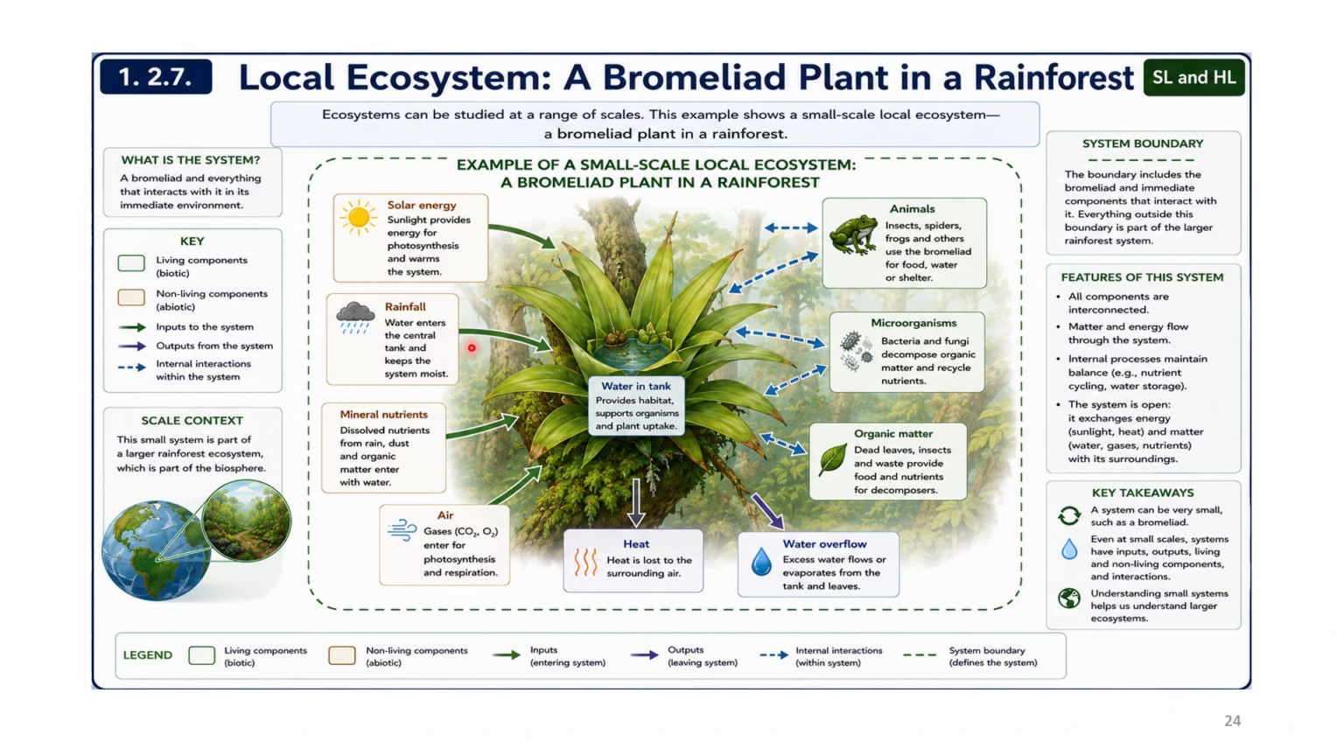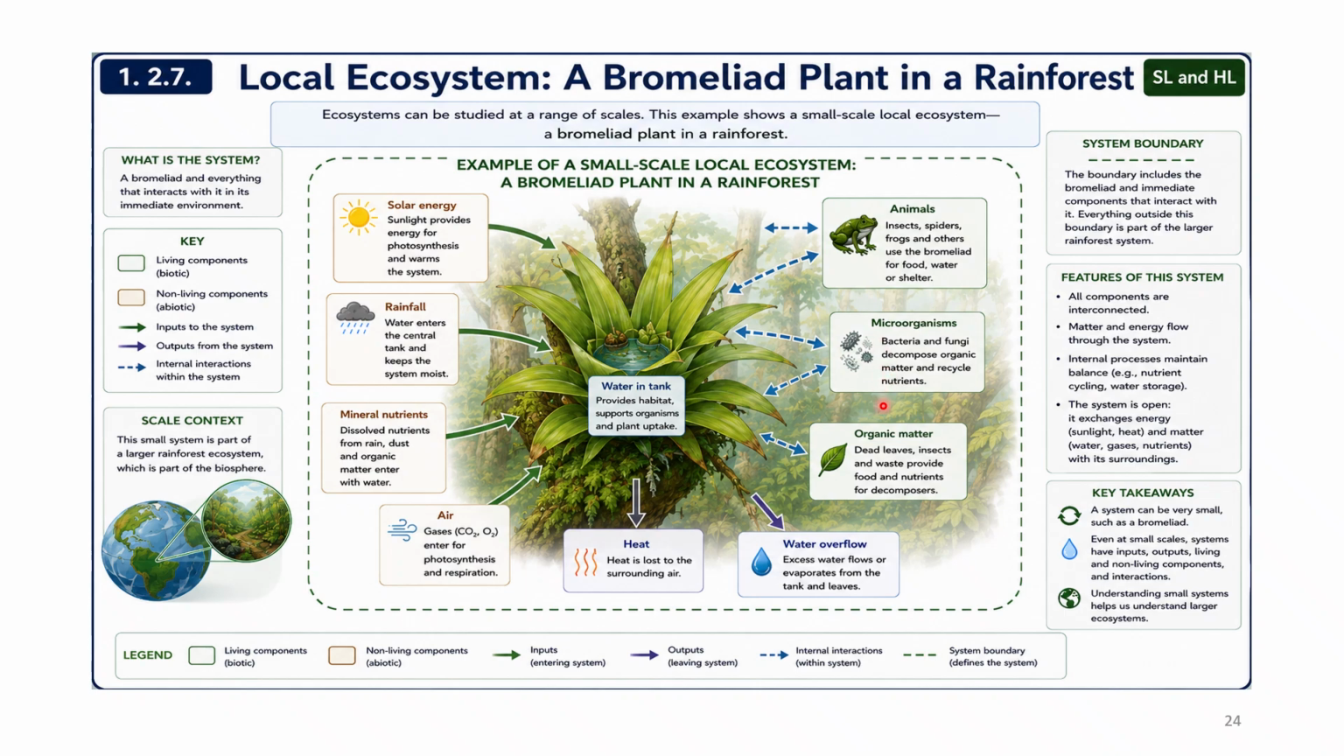The bromeliad functions as a producer, using solar energy, carbon dioxide, water, and mineral nutrients for photosynthesis. Rainfall collects in the plant's central water tank, creating a small aquatic habitat. This stored water supports insects, spiders, frogs, and other animals that use the bromeliad for food, shelter, and breeding. Microorganisms, including bacteria and fungi, decompose dead leaves, insects, and other organic matter, recycling nutrients back into the system.